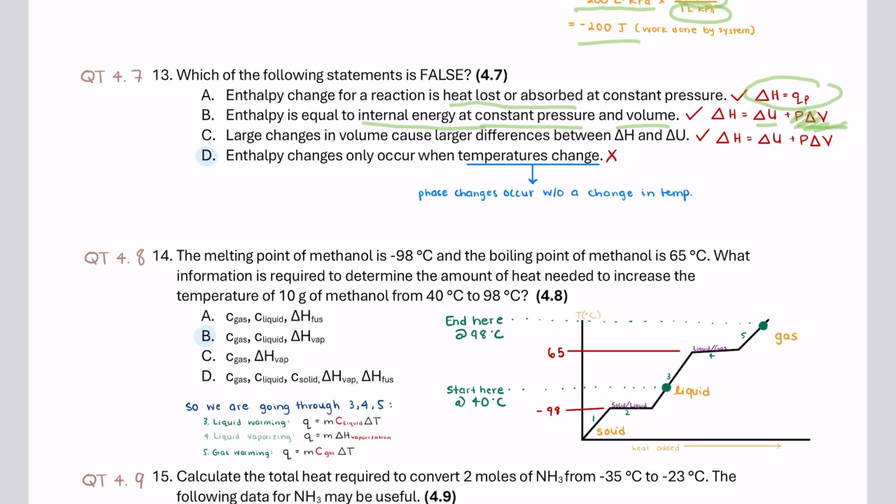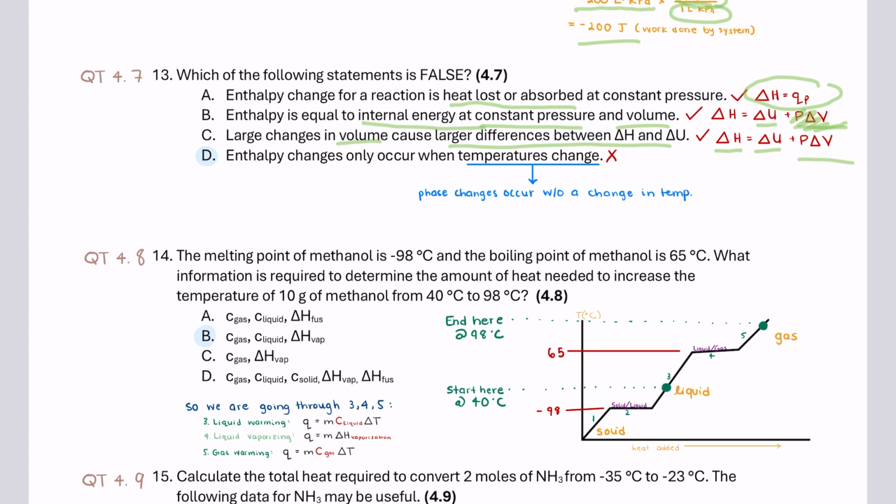C says large changes in volume cause larger differences between delta H and delta U. This is also true. From the enthalpy equation, delta H is equal to delta U plus P delta V. This tells us that when volume changes significantly, the P delta V term becomes large, meaning delta H and delta U diverge. This is especially noticeable in reactions involving gases where large expansions or compressions happen. So this statement is true.